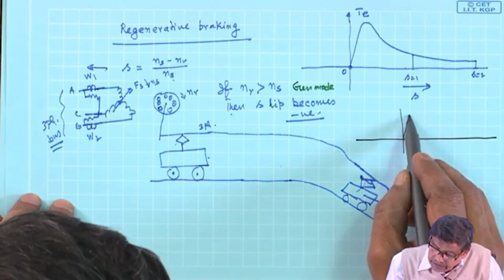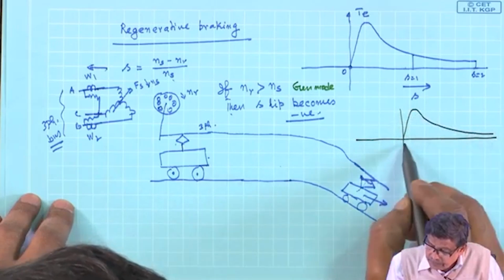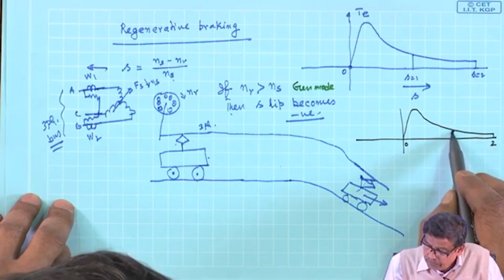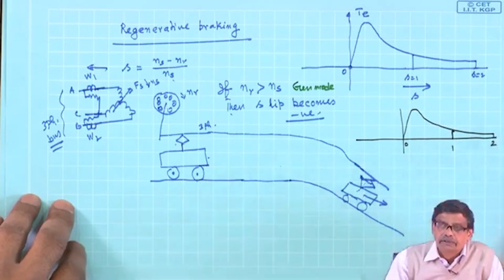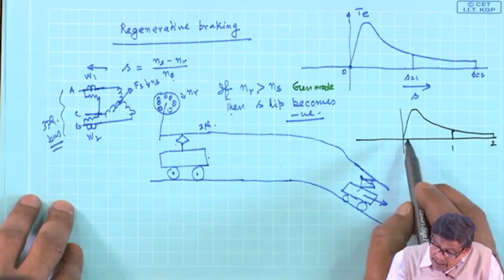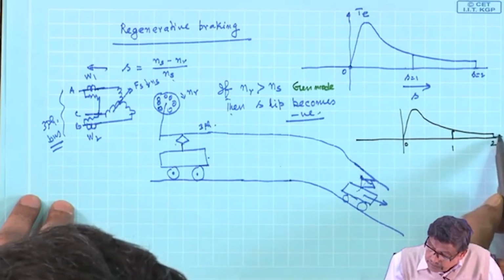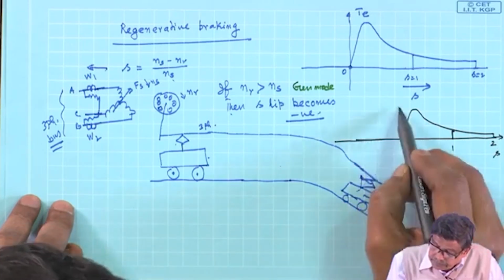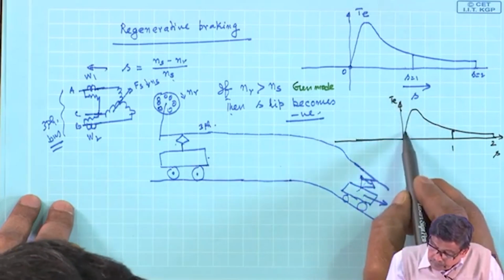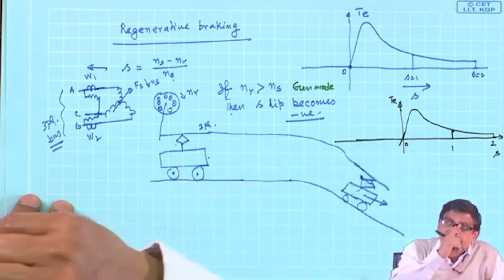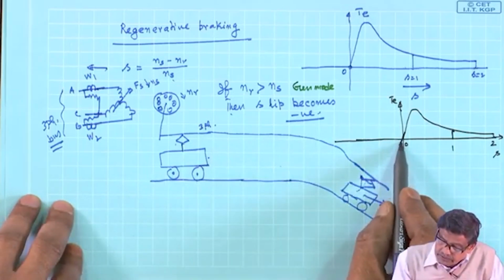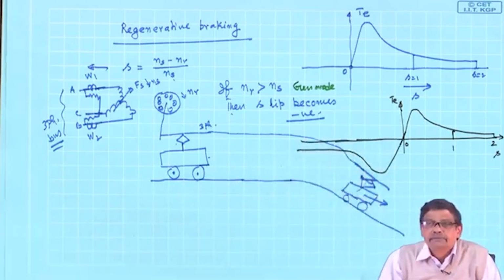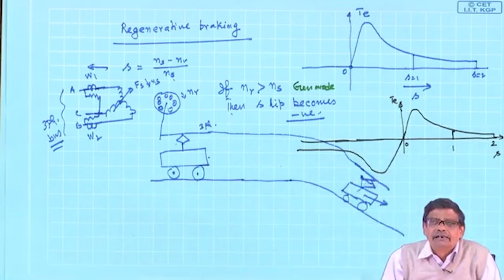it will be like this from s equal to 0 to s equal to 2. Between 1 and 2 it will be some braking mode. And if slip becomes negative, this is the slip axis, using that same formula, go on putting negative values and you will get a characteristic like this. Once again, the stable zone will be this.